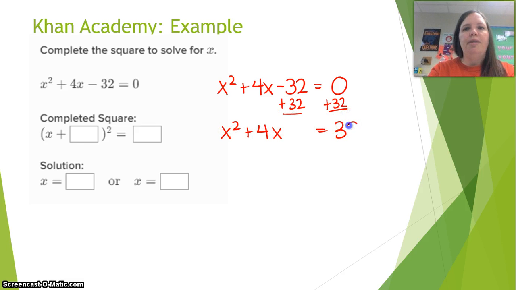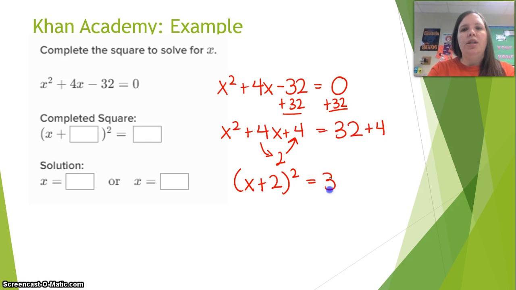Khan Academy doesn't care about me writing this in. What they care about is, okay, now I'm going to complete the square, so I'm going to divide by 2, and I'm going to square it. So that'll be plus 4. I need to balance that out on both sides. This is the step now where I factor it. Khan Academy wants to see your answer.